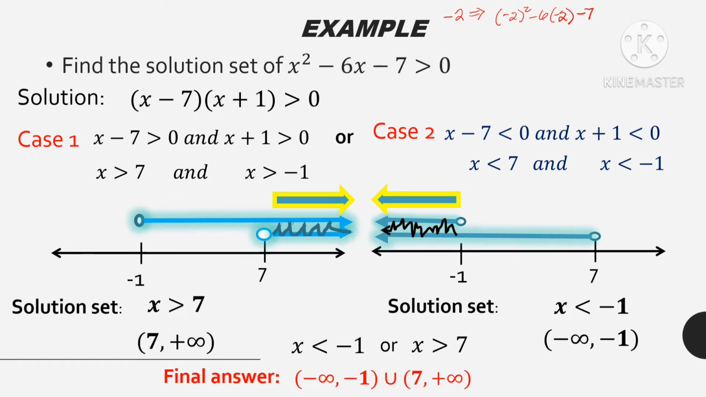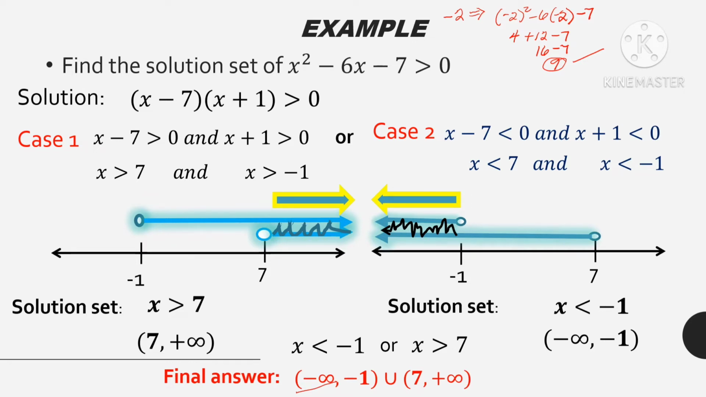So, the square of negative 2 is positive 4. Negative 6 times negative 2 is positive 12. Then minus 7. 4 plus 12 is 16, minus 7. 16 minus 7 is 9. So, meaning the statement is true, positive. So this part is correct: negative infinity to negative 1.